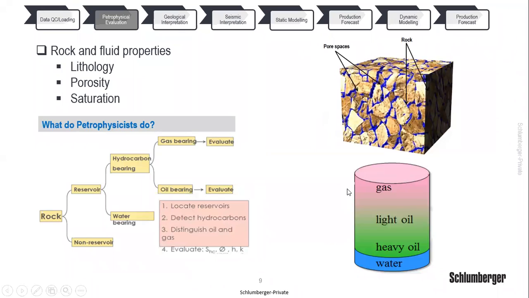So going further, petrophysical evaluation was to be carried out. In petrophysical evaluation, basically you're trying to understudy and characterize rock and fluid properties. Those include your lithology, porosity, and saturation. If you look at this chart, you find the rock, you see a reservoir or a non-reservoir, that's lithology. Then when you find a reservoir, is it hydrocarbon bearing or water bearing? When you have the hydrocarbon bearing rock, you do fluid evaluation to understand, is it gas or oil bearing?